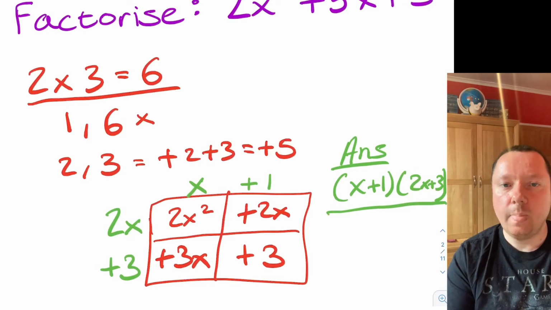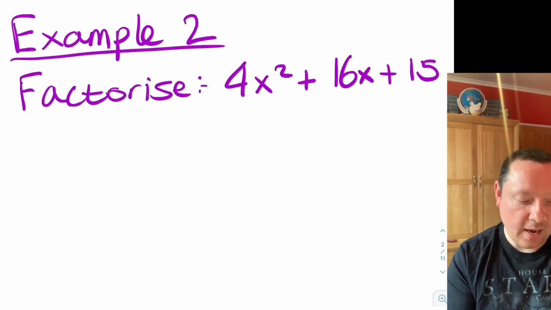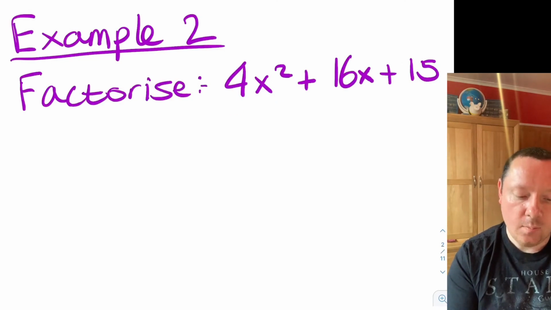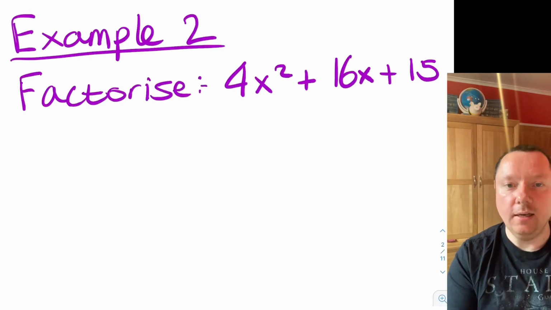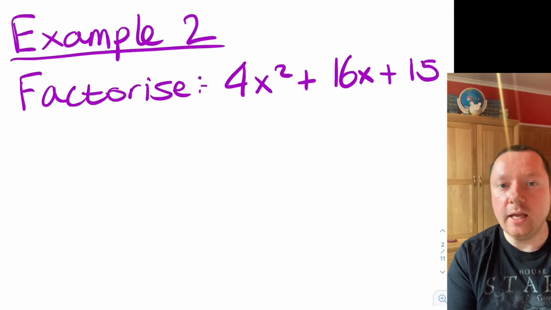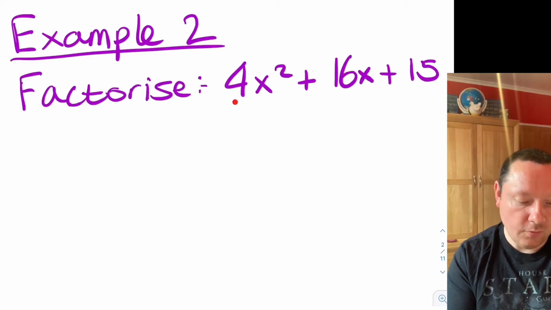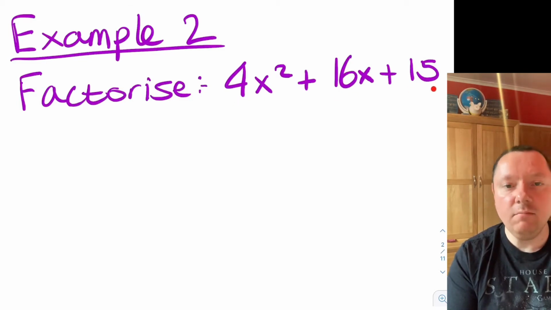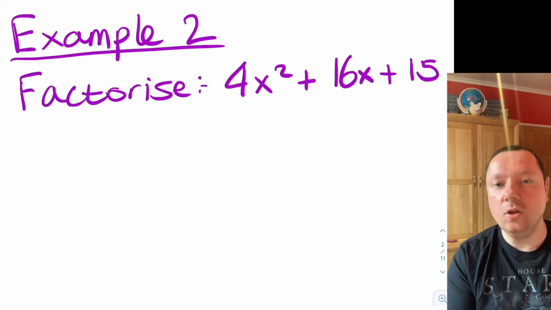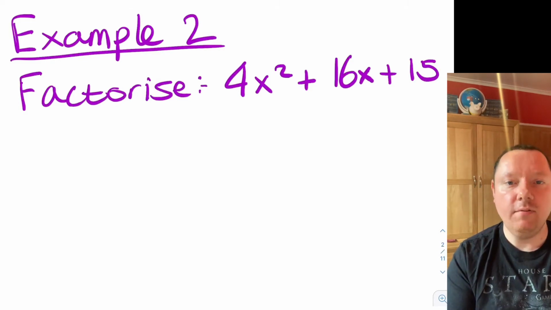Okay, let's move on to a second example. So example 2 says factorise 4x squared plus 16x plus 15. So let's go through our steps in order. First step, always when you say the word factorise, you check for a common factor. So, is there a number that goes into 4, 16 and 15? No, there's no number that goes into 4, 16 and 15, and therefore there's no common factor.